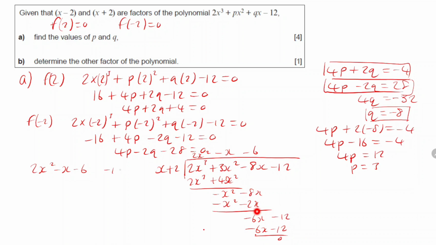Factorize this, which gives us minus 12. 2 times by minus 6 is minus 12. Factor pairs of minus 12, which give us minus x, minus 4 and 3.